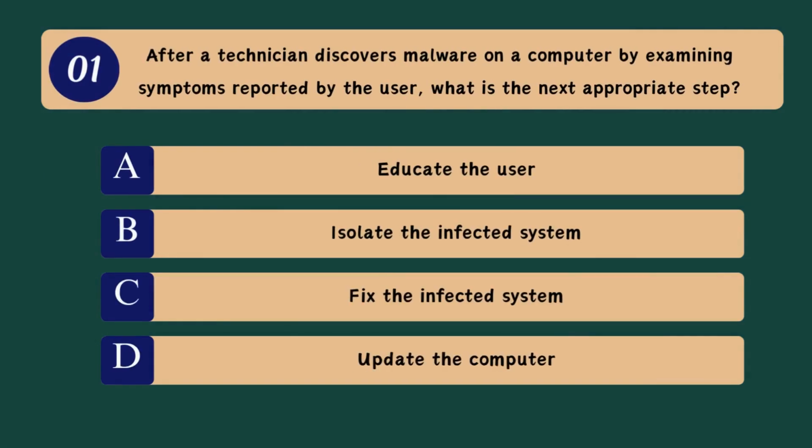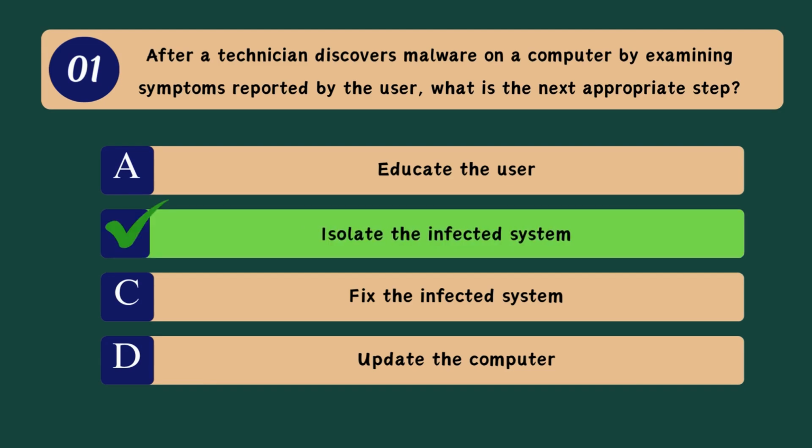Question 1. After a technician discovers malware on a computer by examining symptoms reported by the user, what is the next appropriate step? A. Educate the user. B. Isolate the infected system. C. Fix the infected system. D. Update the computer.